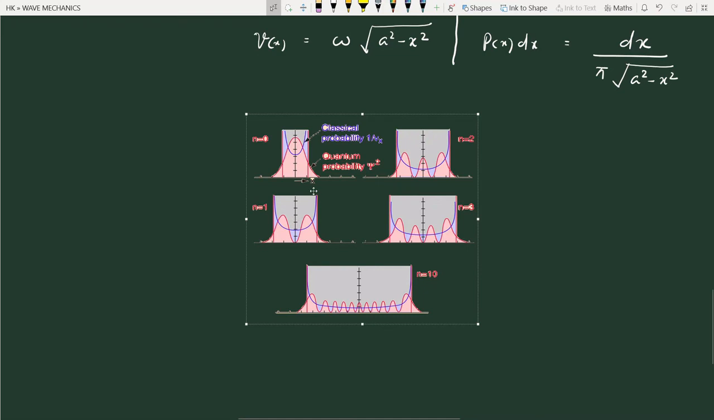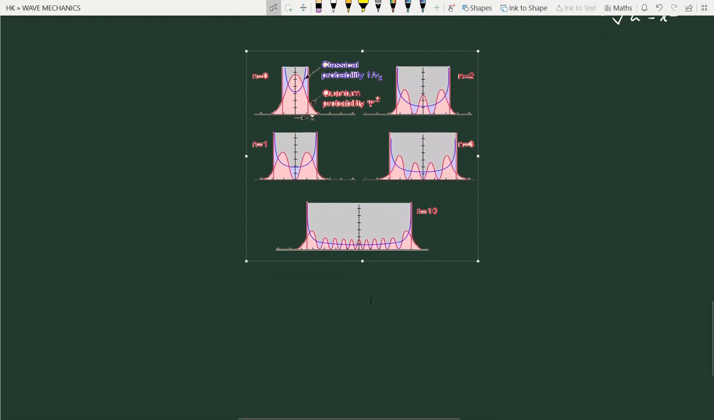And for the n equal to 2 state, this is the situation. For n equal to 1 state, this is the situation. For n equal to 2 state, this is it. For n equal to 3 state, you can see that these first 4 plots we have already seen. So there is a contrast. Classical probability and quantum probability are different. But as n increases, let us see what happens. For n equal to 10, this is the situation.